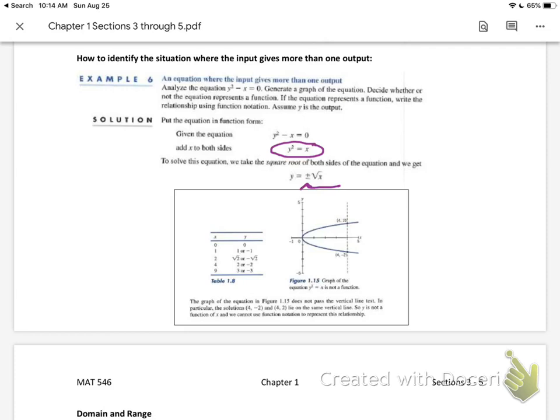The second you see you have plus and minus, you have two outputs to one input. And this is what happens. You fail the vertical line test. So you can either see it with your table or you can see it with your graph. The graph is very clear that I have the sideward facing parabola, which fails the vertical line test and therefore is only a relation and not a function.